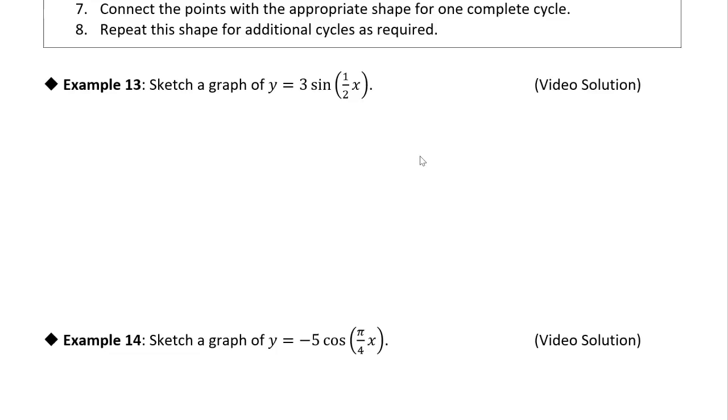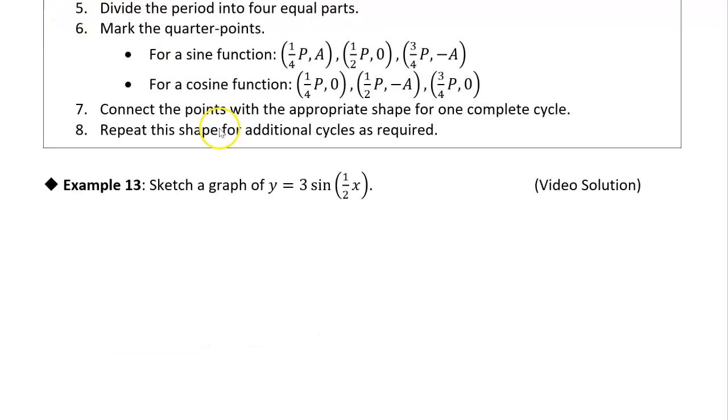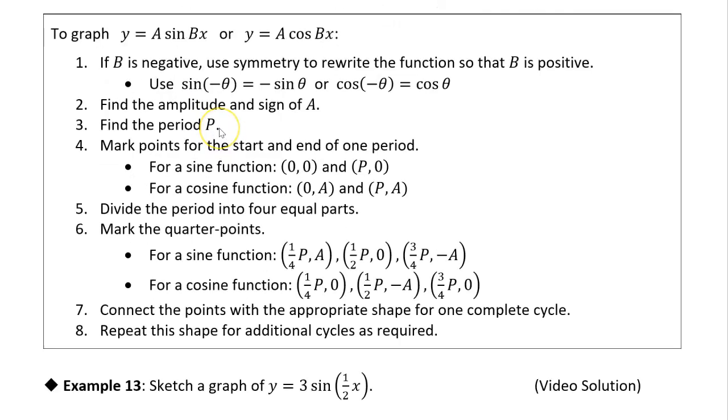3 sine of 1/2 theta. All right, so the first step is, if b is negative, then we need to use symmetry to rewrite it, sort of like we did in example 10, where we had a negative b value and we had to use the symmetry to rewrite the function. Okay, so we can get rid of that negative b. All right, so we're not going to have to worry about negative b because we're going to get rid of it first of all.